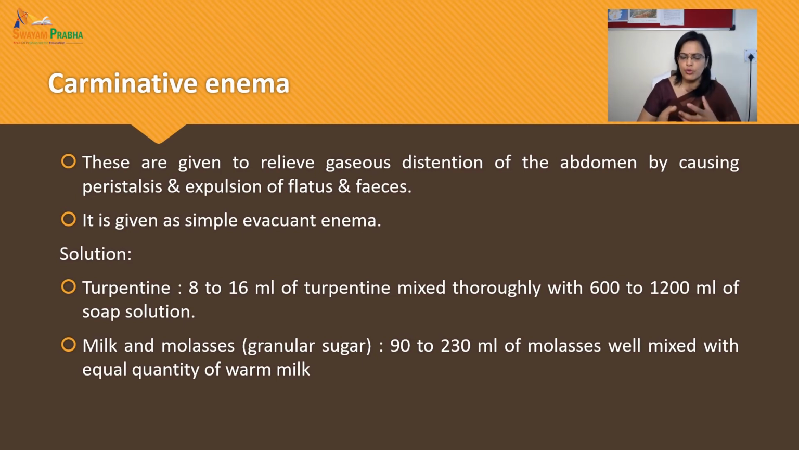In case there is a severe problem, the solutions are turpentine, 8 to 16 ml of turpentine mixed thoroughly with 600 to 1200 ml of soap solution. And milk and molasses, that is granular sugar, 90 to 230 ml of molasses well mixed with an equal quantity of warm milk.